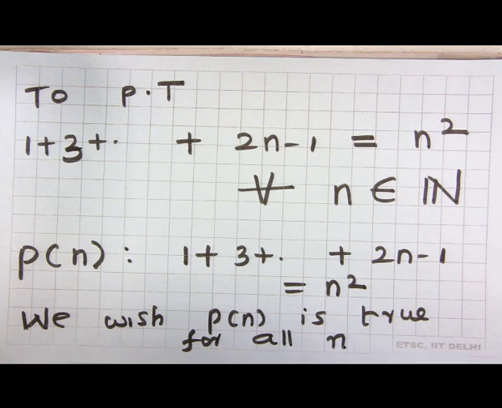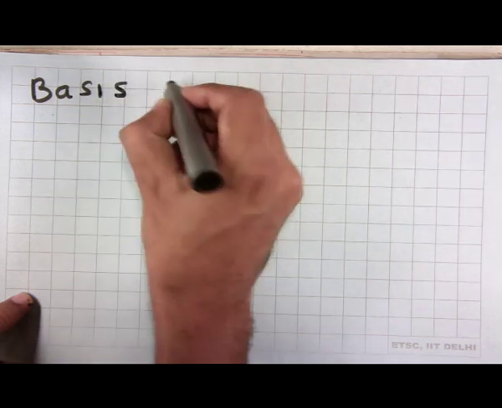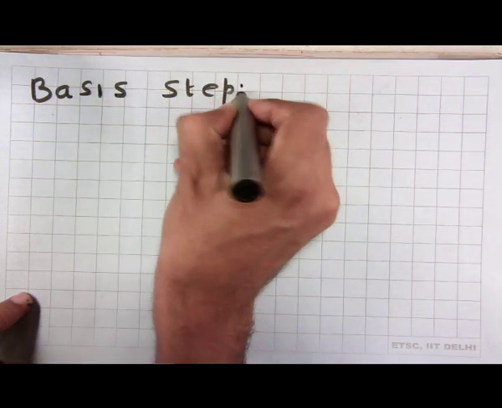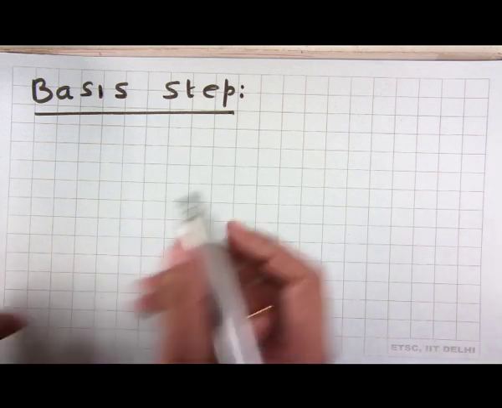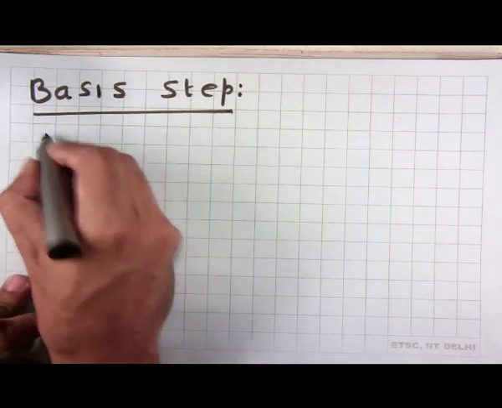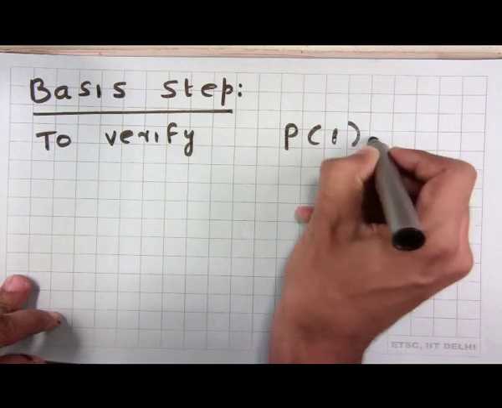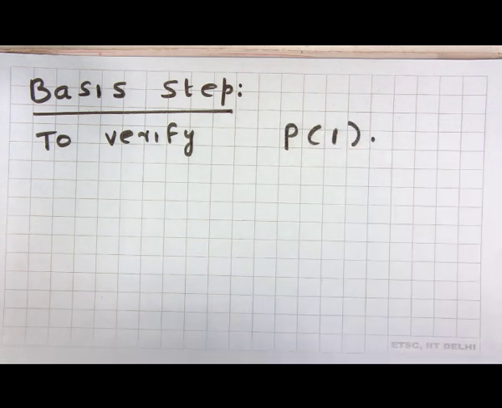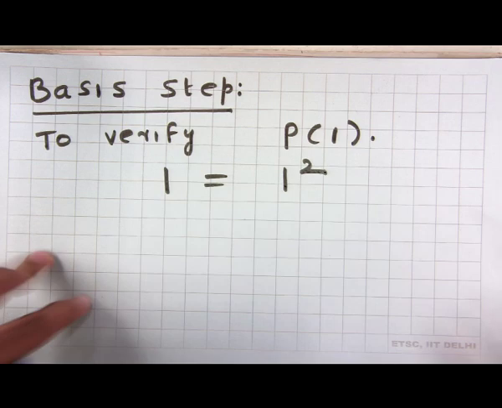How do you go about it by using mathematical induction? First step is the basis step, which demands you to verify the assertion for n equal to 1, that is to verify P of 1. The sum of first one odd positive integer, namely 1, there is no sum there, 1, and which can be written as 1 square. So, it is trivially satisfied, P of 1 is true.